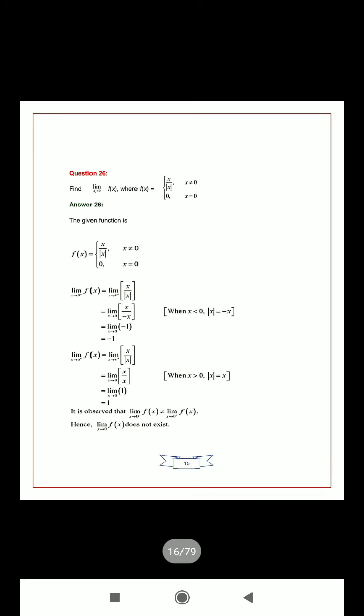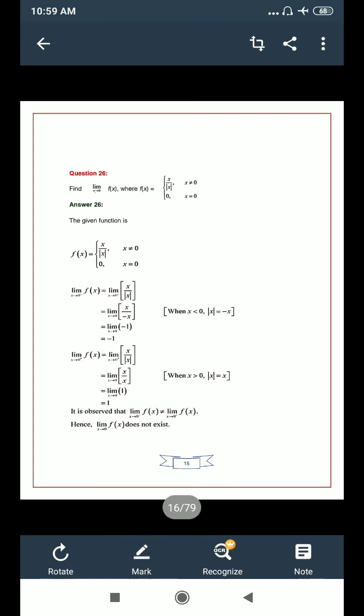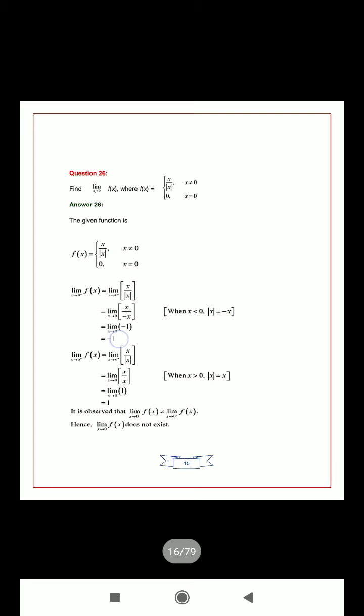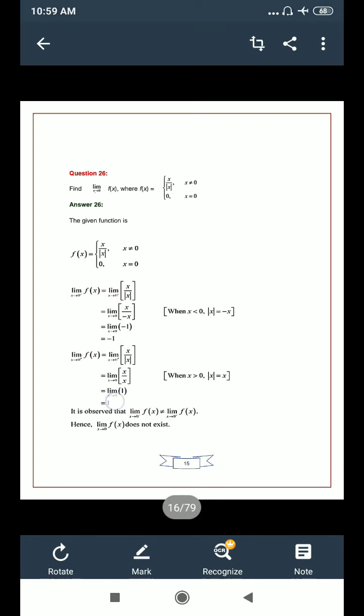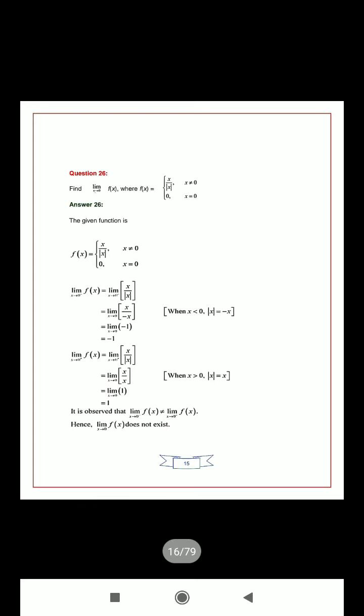Question number 26 is just similar to question number 25. In this also, in the left hand limit, you will write modulus of x as minus x, so it comes out to be minus 1. In the right hand limit, when x tends to 0 positive, meaning greater than 0, modulus of x can be taken as plus x, so it will come 1. So the same question is repeated actually. The 25th and 26th have similar solutions. The only difference is that in the 25th, modulus is given in the numerator, and in the 26th it is given in the denominator. So this limit also doesn't exist.